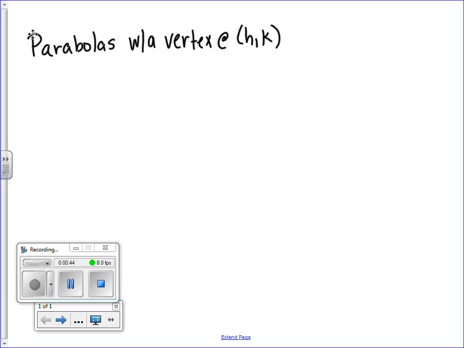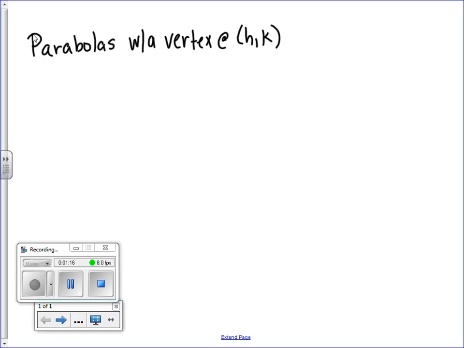H is your x value, and k is going to be your y value. All right, so I'm moving them around. They're still going to be either opening up and down or left or right. Okay, so that's not going to change. It's really a lot like the ones that we looked at yesterday. We just have this (h, k) to deal with now.